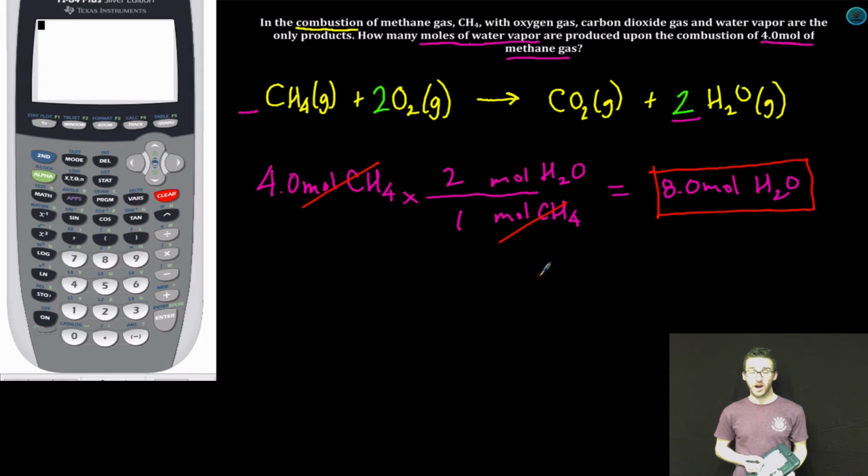And then finally, always go back to your balanced chemical equation to see if your answer makes sense. How does water relate to methane in the balanced chemical equation? How does 2 relate to 1? 2 is double 1. So however much methane I react, I'm going to get double the amount of water. Oh, math. Done.